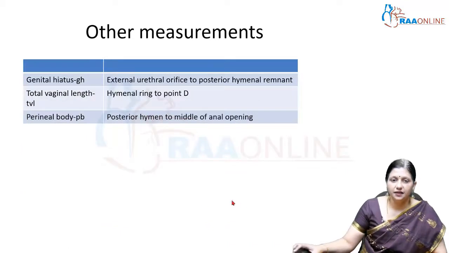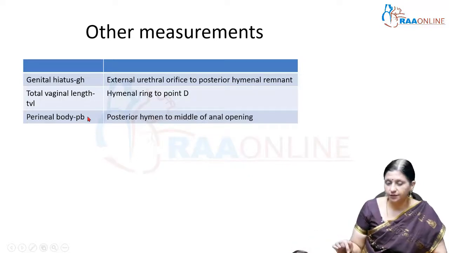Now there are 3 lengths. The first is called GH. GH is measured from the external urethral orifice to the posterior hymen remnant, and it is a distance measured in centimeters. TVL is also a distance measured in centimeters from the hymen ring to point D, which is the attachment of uterosacrals or the highest point in the posterior fornix. And the perineal body is the length in centimeters measured from the posterior hymen to the middle of the anal opening. This is the length of the perineal body.